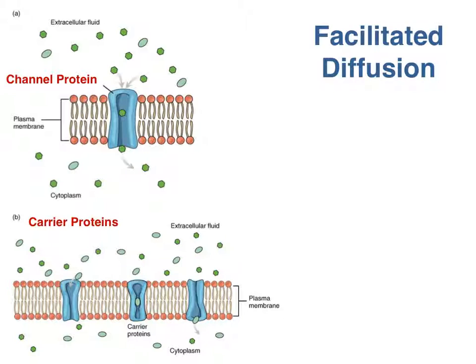Another type of passive transport is facilitated diffusion. Like simple diffusion, you have molecules moving down their concentration gradient, but facilitated diffusion allows the movement of molecules that can't pass through the phospholipid bilayer. So when you see that term facilitated, basically it means that there are proteins involved. Proteins that are helping out, that are facilitating that diffusion.